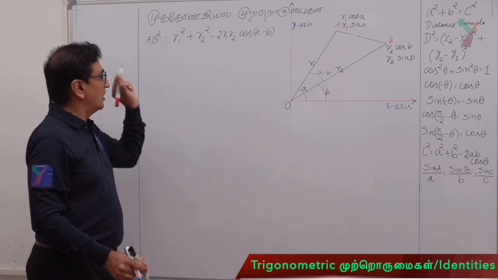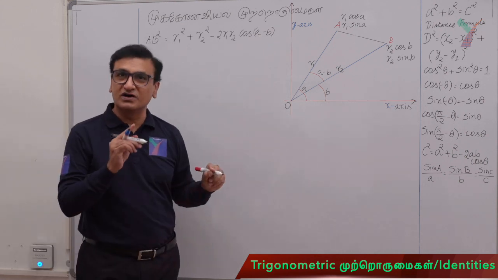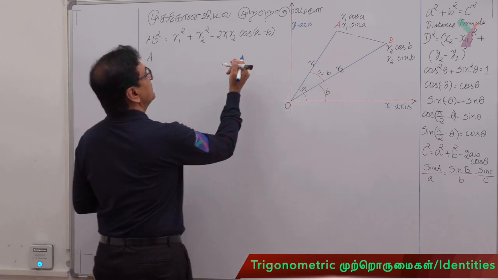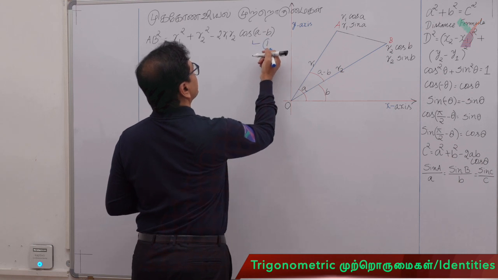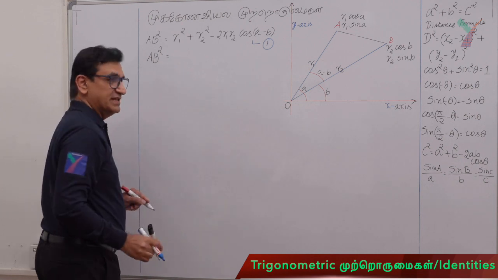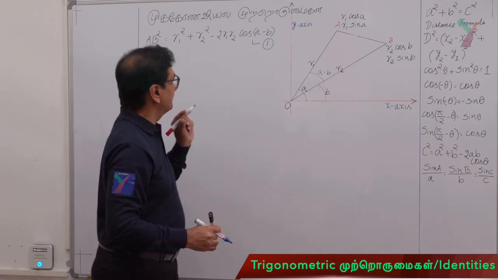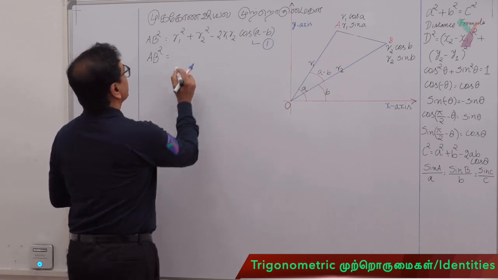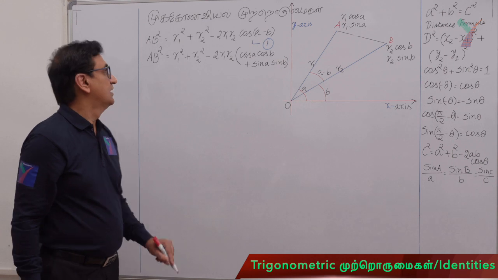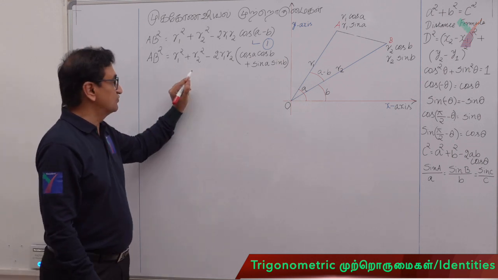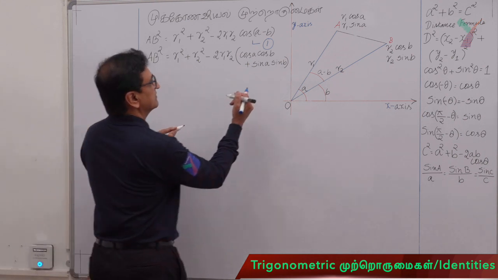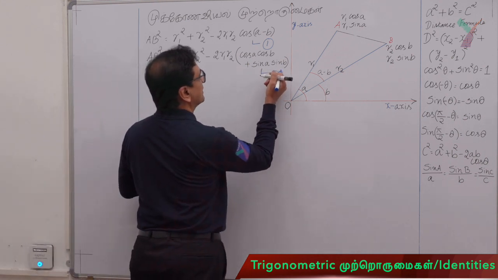So ab square is r1 square plus r2 square minus 2r1 r2 cos(a minus b). And this we call as equation 1, correct? Then using the distance formula, we said ab square is nothing but r1 square plus r2 square minus 2r1 r2 (cos a cos b plus sin a sin b). So we call this equation 2, correct?